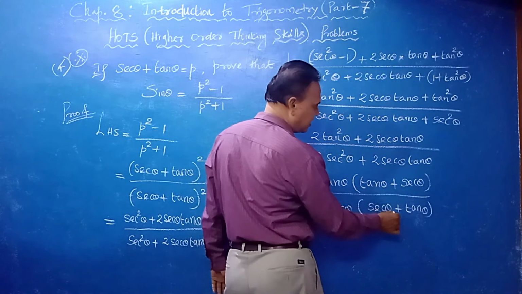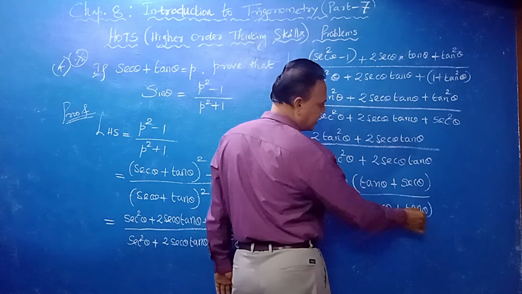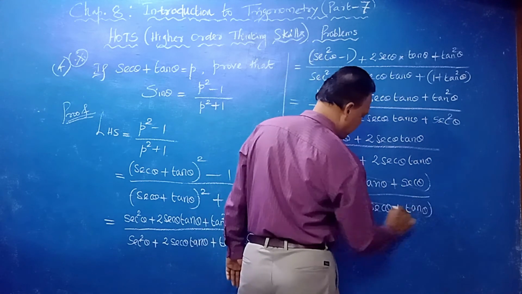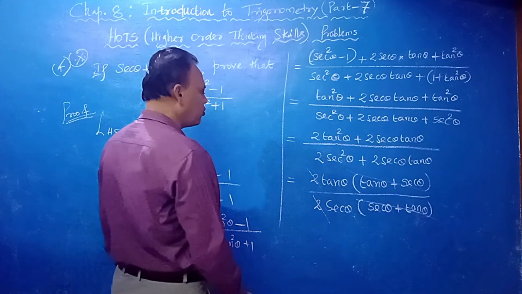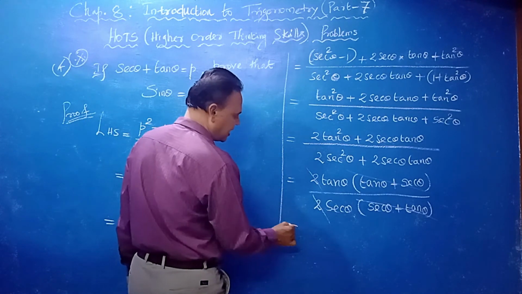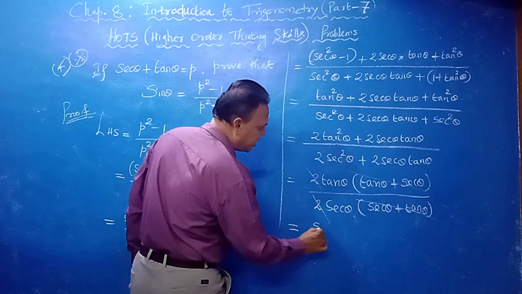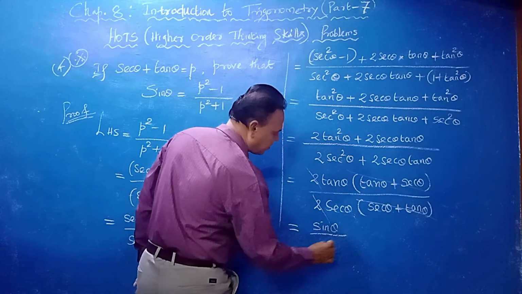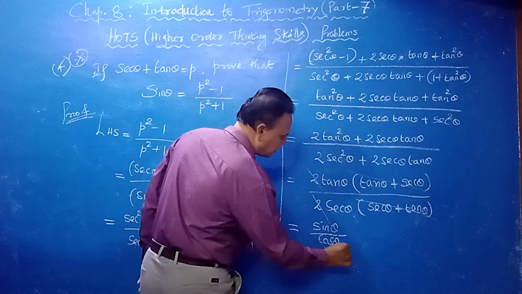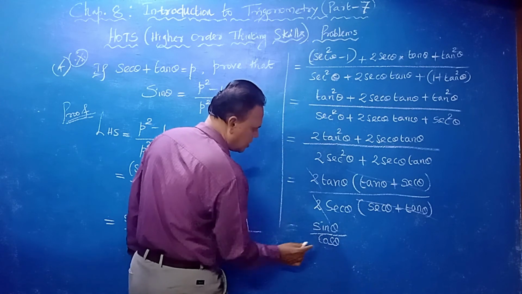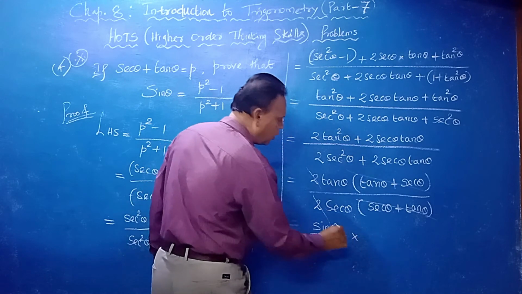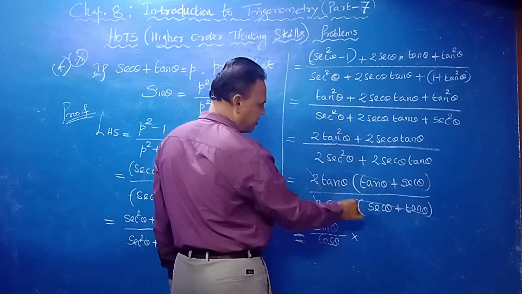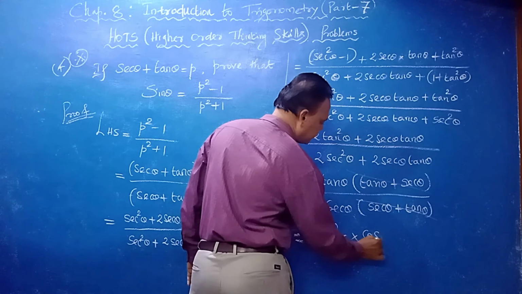This is the same factor: tan theta plus secant theta and secant theta plus tan theta. Both are the same factor, like 4 plus 5, 5 plus 4. Now you are getting tan theta by secant theta. Tan theta you can write as sin by cos, into this secant theta. What is it? 1 by secant theta is cos theta.